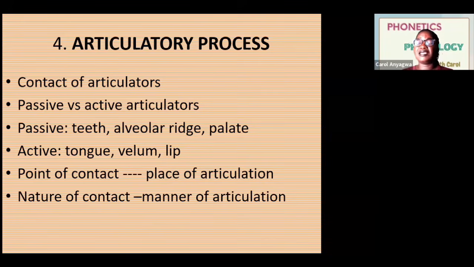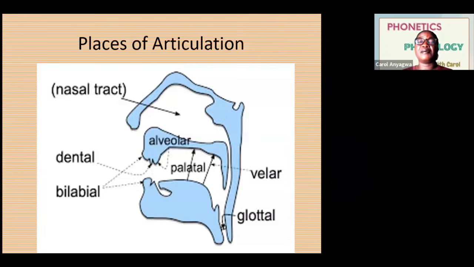Before we end this class, we're going to have a recap, but we'll first look at these places of articulation I will talk about. Look at the nasal tract, look at the alveolar ridge, the dental sounds produced in the teeth, bilabial sounds produced with the lips, palatal sounds produced with the tongue and the palate, the velar sounds produced in the velum, and then glottal sound in the glottis.